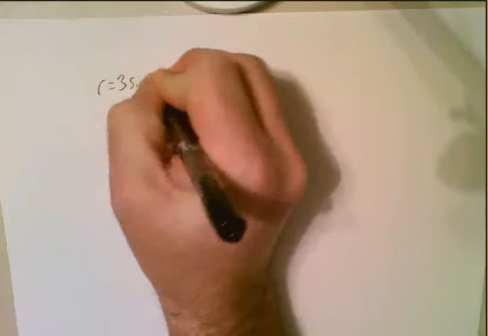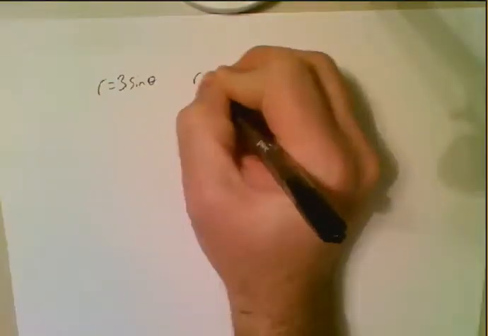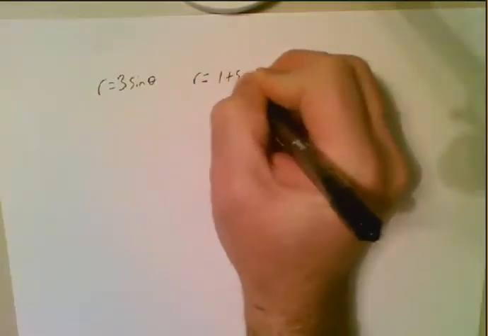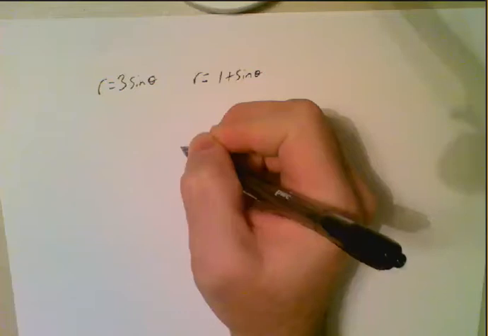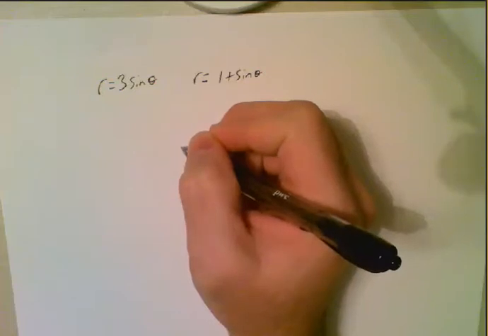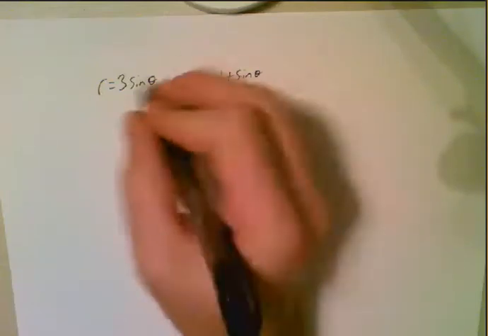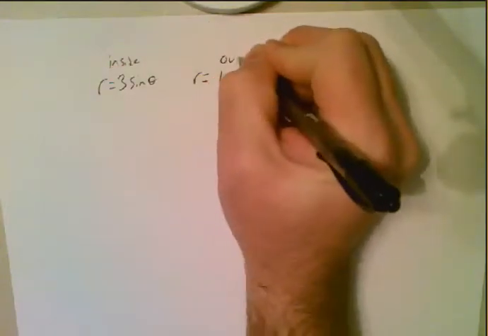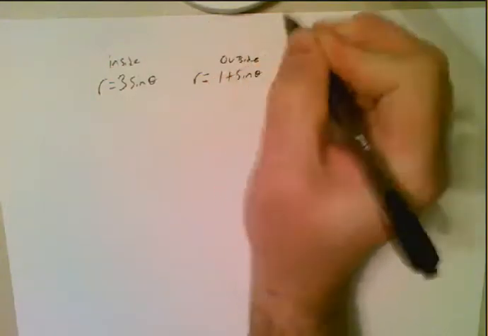We've got r equals 3 sine theta, and r equals 1 plus sine theta. The question is, find the area of the region that's inside this one, but outside this one. There's really no way to do this without a good picture, so let's at least graph it and go from there.